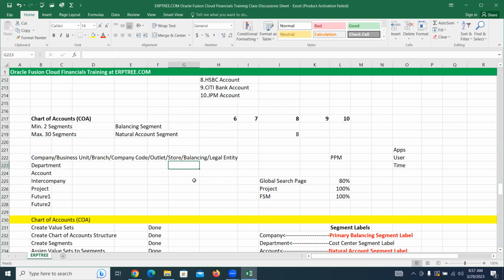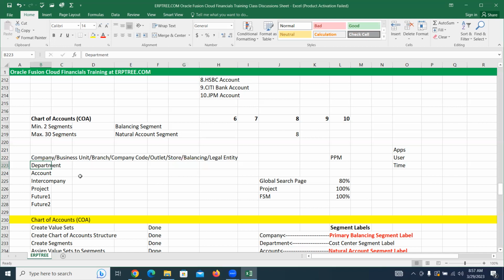When you work on multiple projects, you come across all this. Some clients prefer to have company, few clients business unit, few clients branch, company code, outlet, store, balancing, legal entity, operating unit, operational area or business point. Different naming conventions, this is how you can see as a part of business.